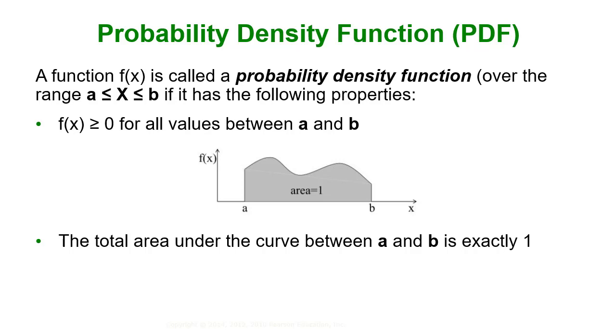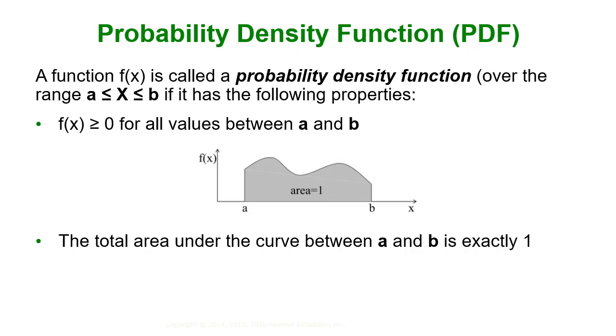Well, this brings us to the idea of a probability density function, or a PDF. Not an Adobe PDF, but a probability density function, PDF. So a PDF is a function, we call it f of x, wherein we have a range. So x is going to range between a and b, and it has to have the following properties. f of x is always greater than or equal to 0 for all the values between a and b, and the total area under the curve between a and b is exactly 1. That defines a probability density function.